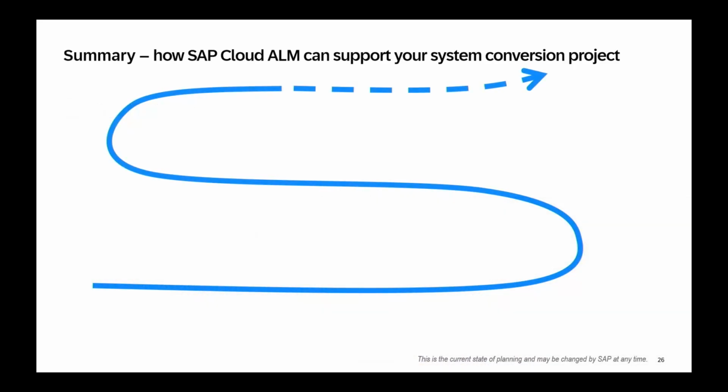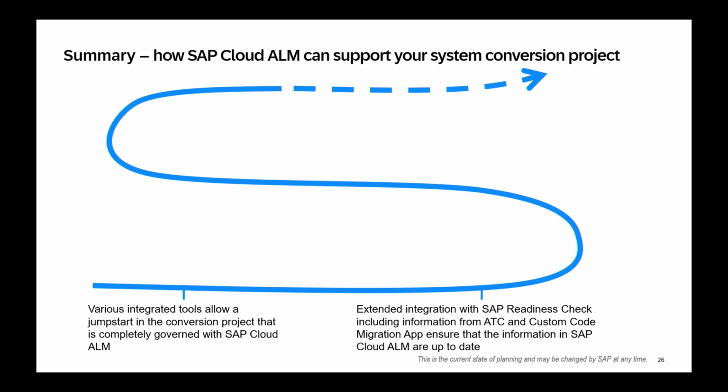Yeah, so just that you also see then the speed of how fast we have achieved that various point, that we have integrated so many tools. The integration of the readiness check started last year in August, and now 1 year later we have then already achieved this extended integration readiness check with the custom code migration app to have there all the information that are also relevant for your planning first of all, but also then later on for the project execution.